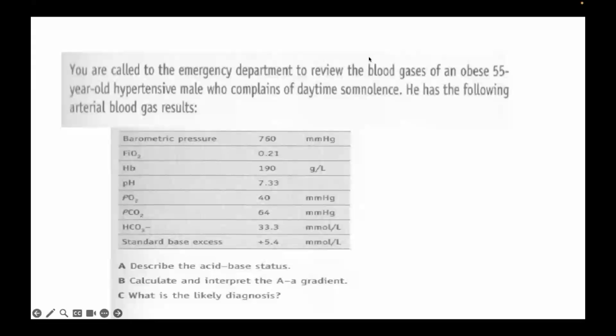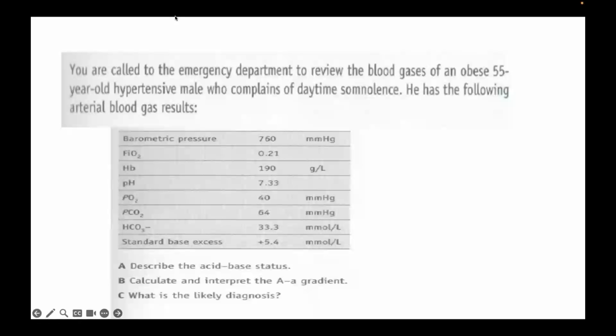How will you calculate compensation in case of respiratory acidosis? Mainly whether it is acute or chronic. Based upon acute, for every 10 mmHg change in PCO2 levels, bicarb is increased by one. And if it is chronic, for every 10 millimeters of mercury increase in carbon dioxide, there is a 4 increase in bicarb.